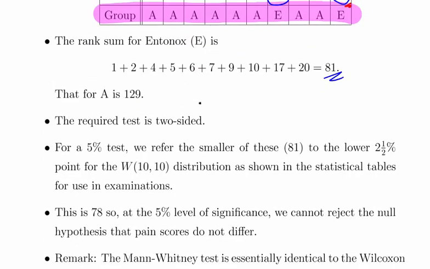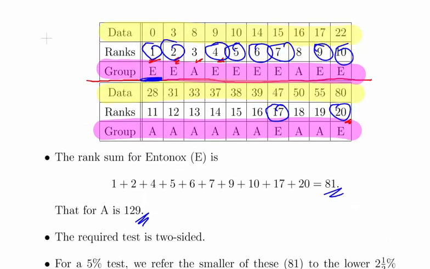If I was to add up all of the ranks for A, it should be 129. I can just calculate them out the same way, but also the sum of the ranks should be the sum of 1 all the way up to 20 added up, which is 210. So what is the difference between 81 and 210? It's 129.